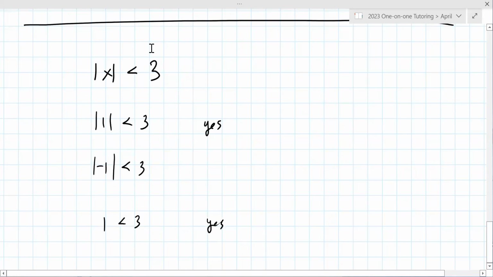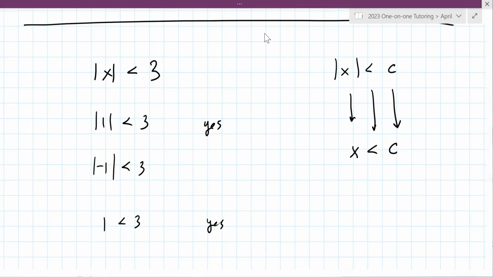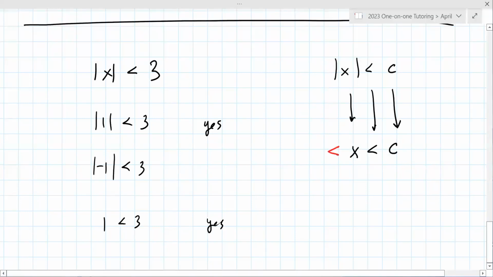Okay. So there's a formula for this. When you see the absolute value of x less than a number, I'm going to call that C, you do the following. You bring the x down without the absolute value, you bring the less than down, and you bring the number down. This is where there's a little bit extra. The extra stuff I'm going to put in red here: you write the same inequality and the negative of that number.